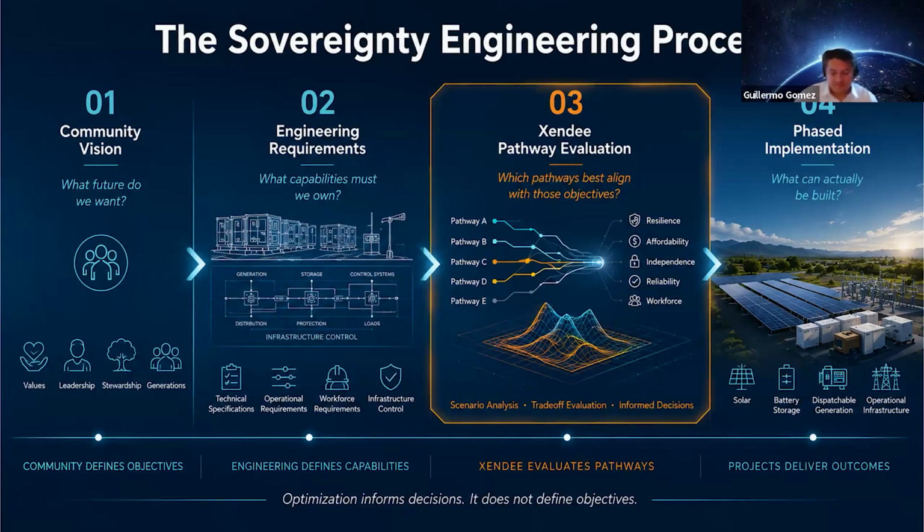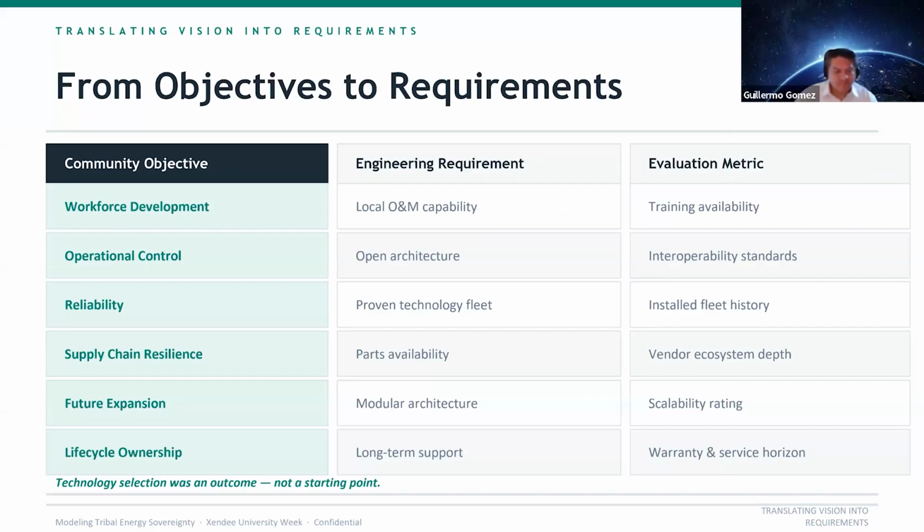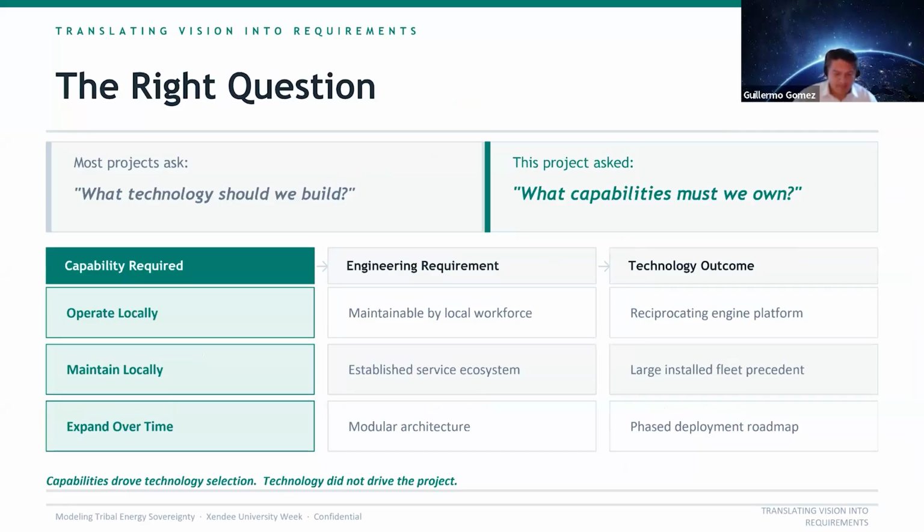It really helped us translate the project objectives into real implementation steps. So on this next slide, we're going to talk a little more about how to go from objectives to requirements. Overall, we didn't start by asking what technology should we build. We started by asking what capabilities should we own, and technology became the outcome of those requirements. And this led us to another question: what capabilities must we own?